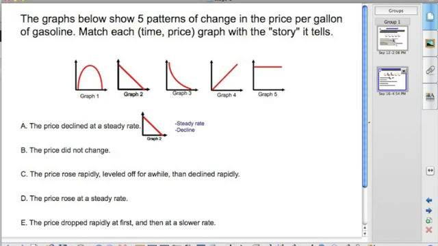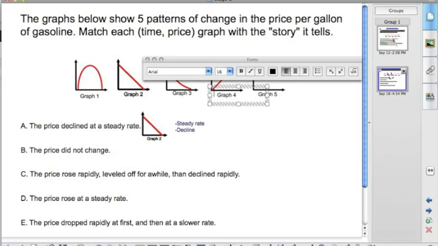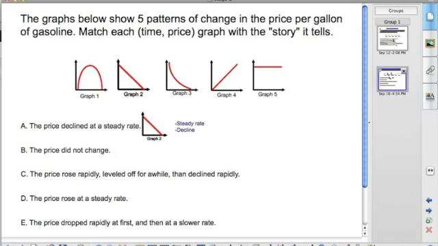Great. Letter B says the price did not change. So our line should not be fluctuating up and down on the y-axis. And that's clearly our graph 5, where our data is horizontal. There's no fluctuation along the y-axis. So graph 5 would go with letter B.